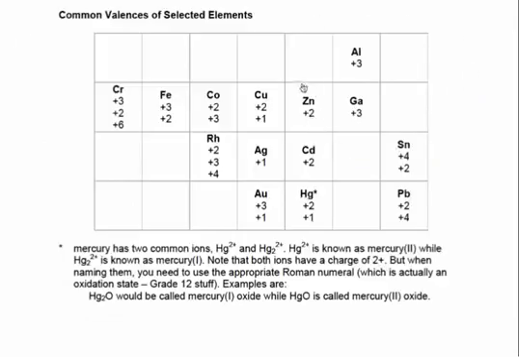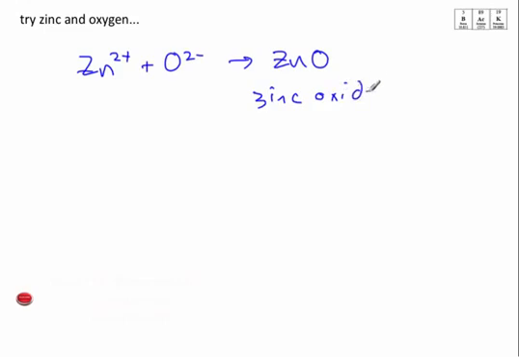Finally, let's look at zinc. Okay, so zinc is in the transition block, so we want to have a look. And so there's zinc, but it only has a single charge, +2. So zinc does not require the Stock system. So it's just Zn2+ with oxygen 2-. So that becomes ZnO, and it's just going to be called zinc oxide because it doesn't have multiple charges.